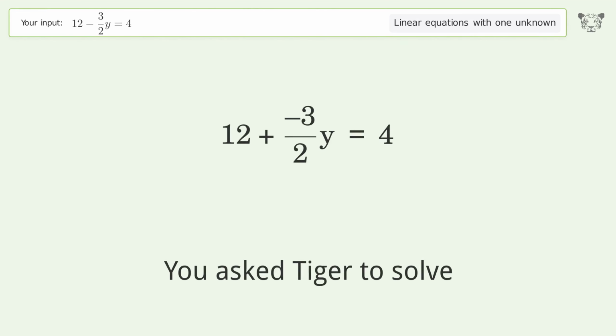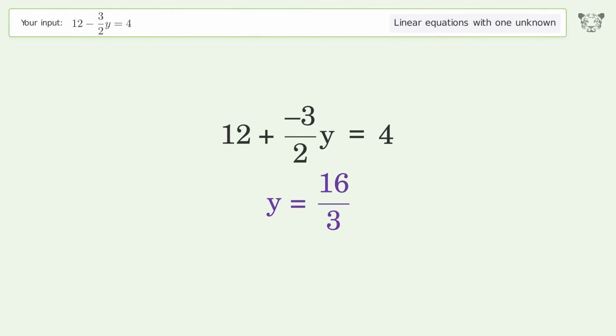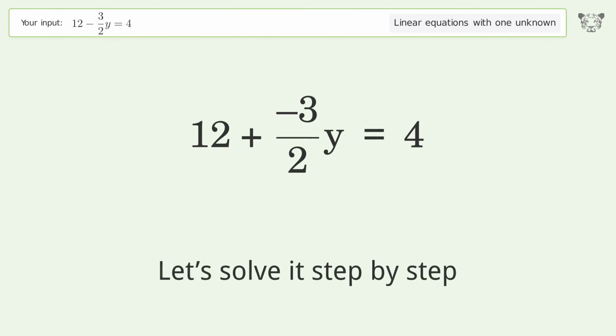You ask Tiger to solve. This deals with linear equations with one unknown. The final result is y equals 16/3. Let's solve it step by step.